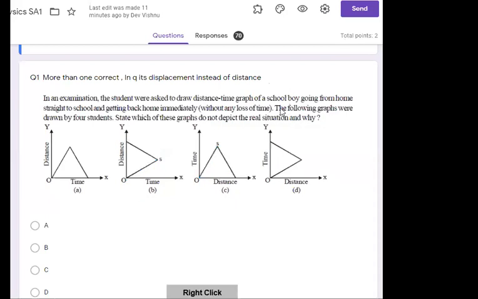So the answer is B and C. Those who gave the correct answer would have gotten 2 marks in this.